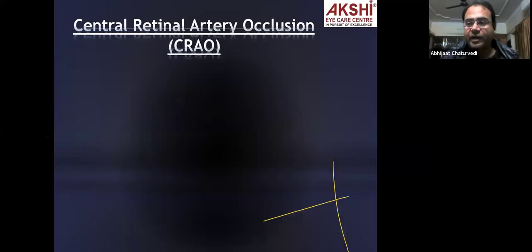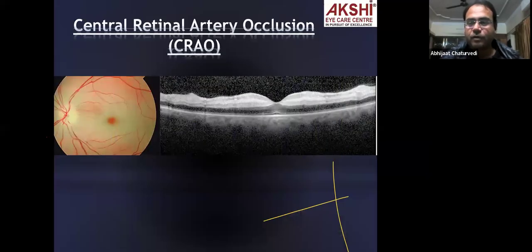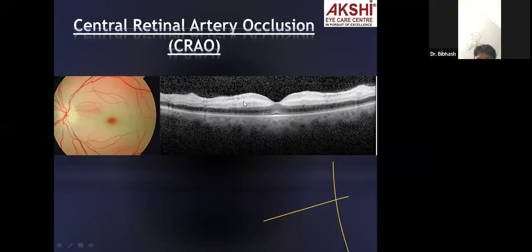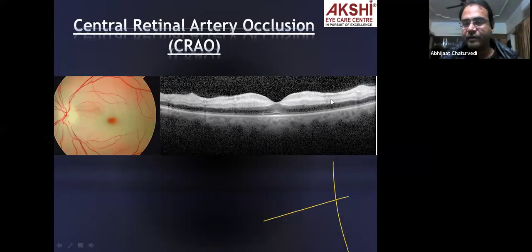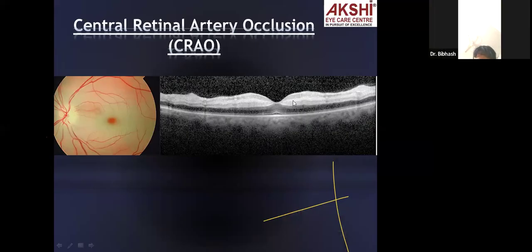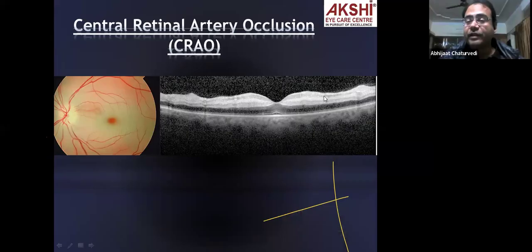Now comes the arterial occlusions. So you saw in vein occlusion, there was huge edema. In arterial occlusions, the edema manifests itself in the form of inner retinal hyperreflectivity. See how much they are shining, as if someone has put a bulb in there. So this is the inner retinal hyperreflectivity going on over here.